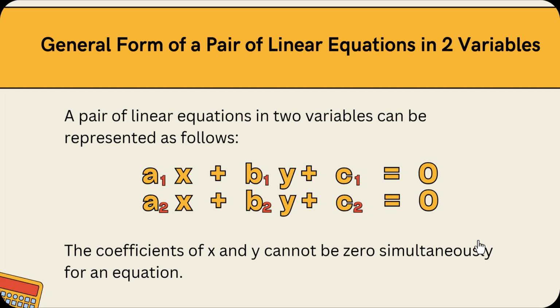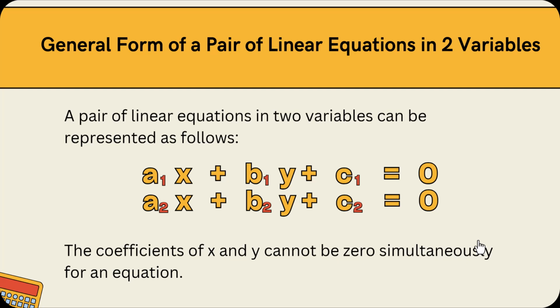So a1x + b1y + c1 = 0. Here a1 is the coefficient of x in the first equation, b1 is the coefficient of y, and c1 is a constant term. Similarly, in the second equation, a2 is the coefficient of x, b2 is the coefficient of y, and c2 is the constant. So this is a set. Now we can find the solutions in the graph as well as in the equation, using the coefficients as well as drawing the graph. So we'll look into it.